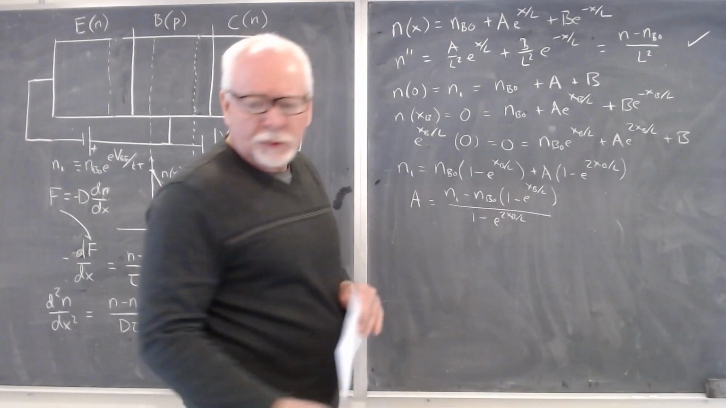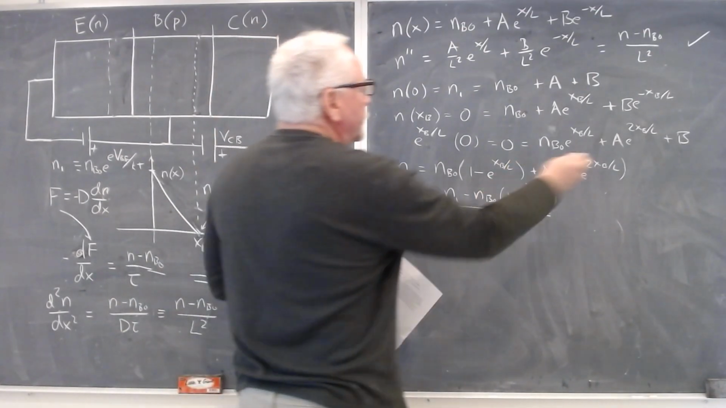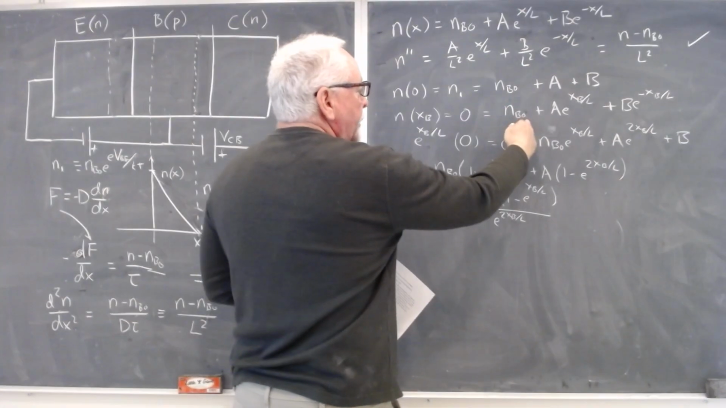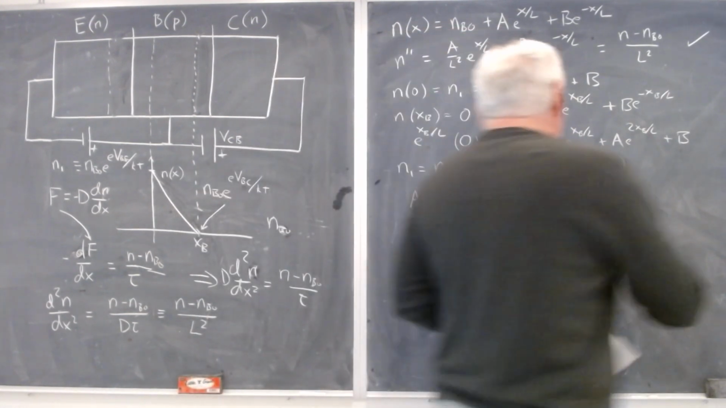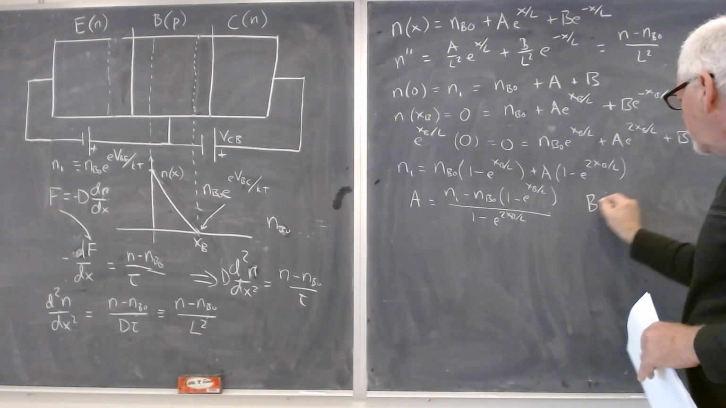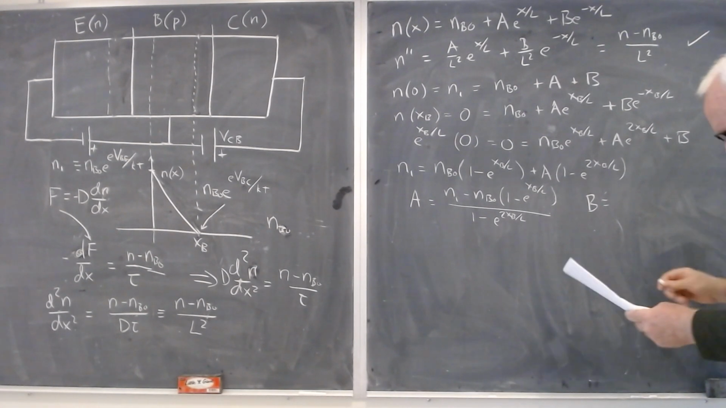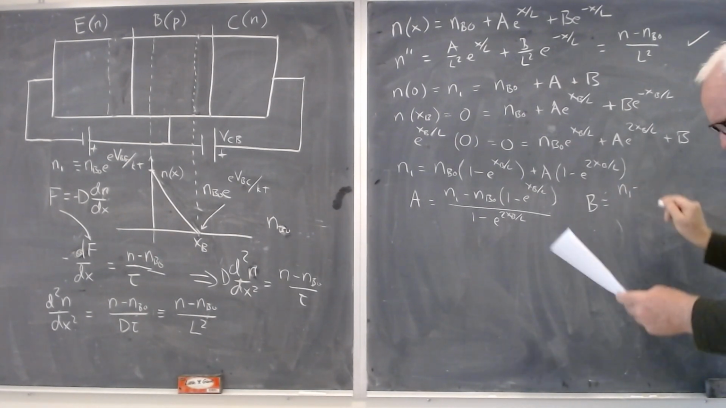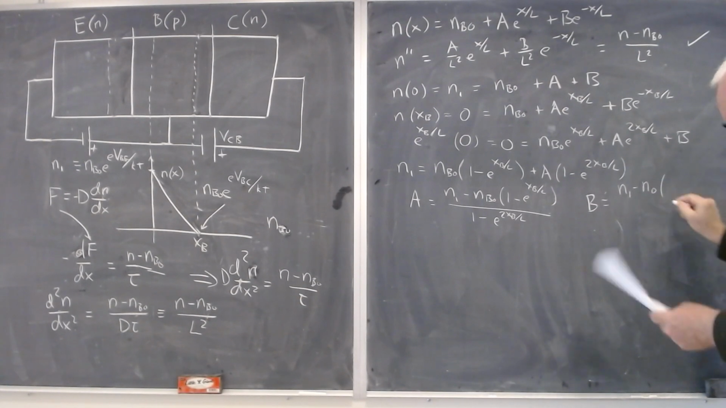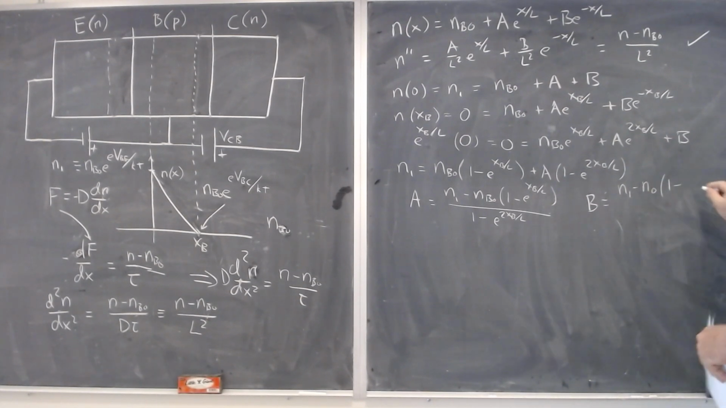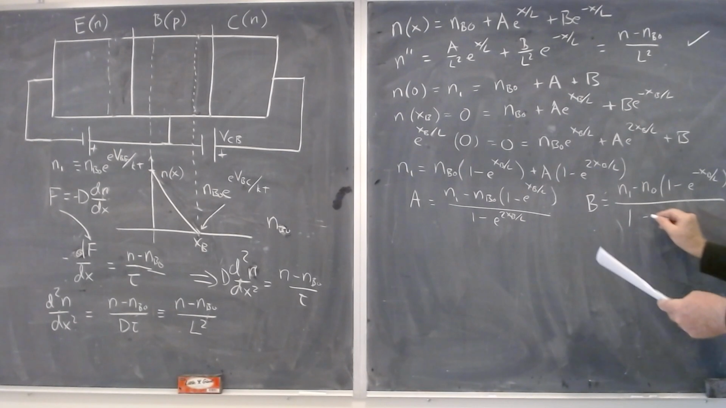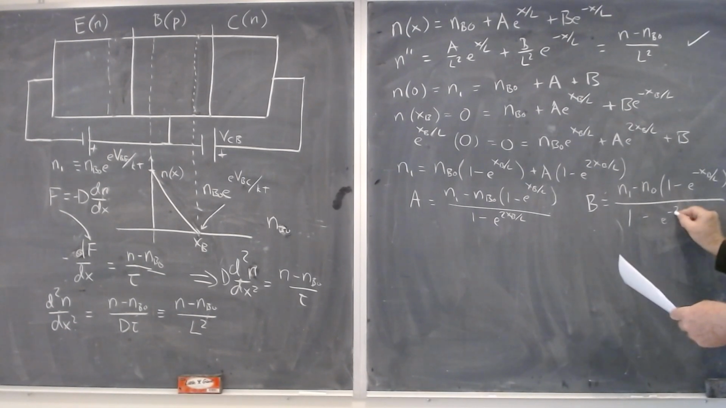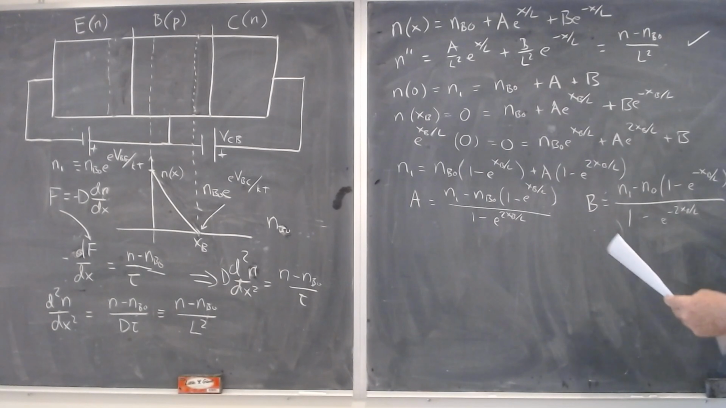But it's easier rather to do the same thing. Take this equation here and multiply it times e to the minus xb over L to get rid of that, and then do the same thing over here. And so you would find that B is equal to n1 minus nb0 times 1 minus e to the negative xb over L over 1 minus e to the negative 2xb over L.